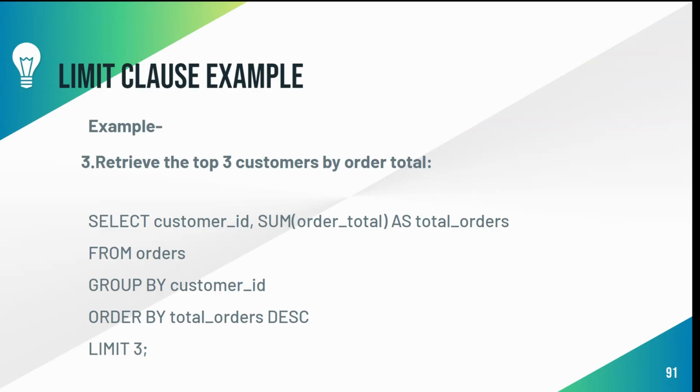So let's talk about another example. Retrieve the top 3 customers from the orders table. So: SELECT customer_id, SUM(order_total) AS total_orders FROM orders GROUP BY customer_id ORDER BY total_orders in decreasing order, and LIMIT 3. So let's check it in the terminal.